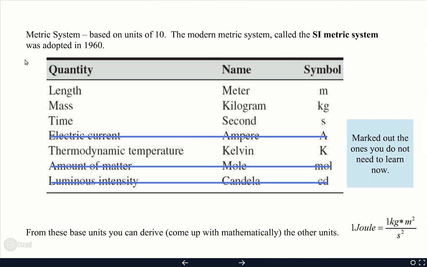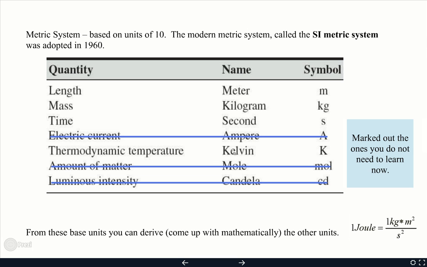Okay, we're going to be dealing with the metric system, which is based on units of 10. The modern metric system, called the SI metric system, was adopted in 1960, and you don't have to know when it was adopted. These are the quantities that we're going to be measuring. Now, I have marked out in blue the ones you don't need to know yet. We're just going to deal with length, mass, time, and thermodynamic temperature, or just temperature.